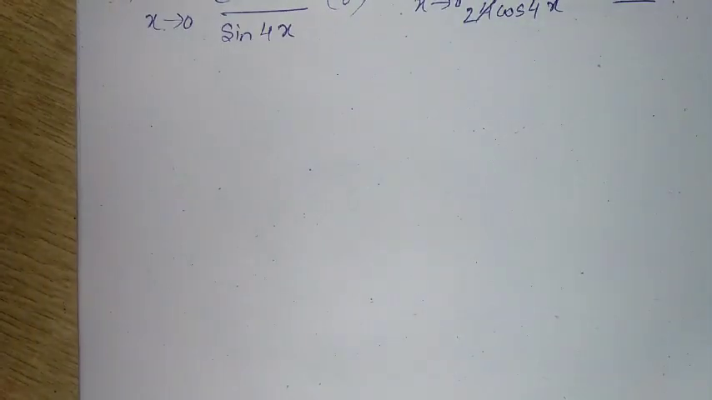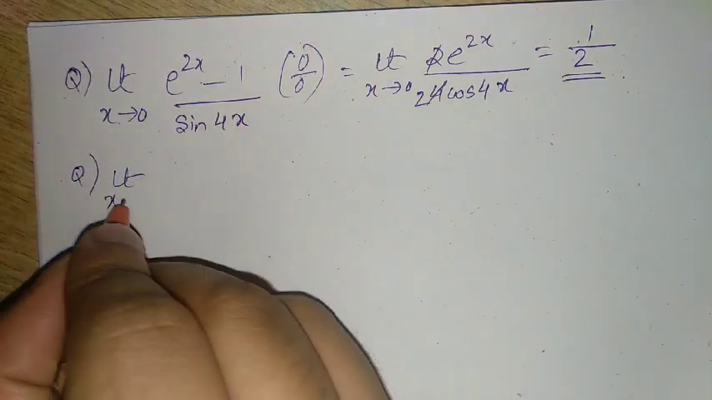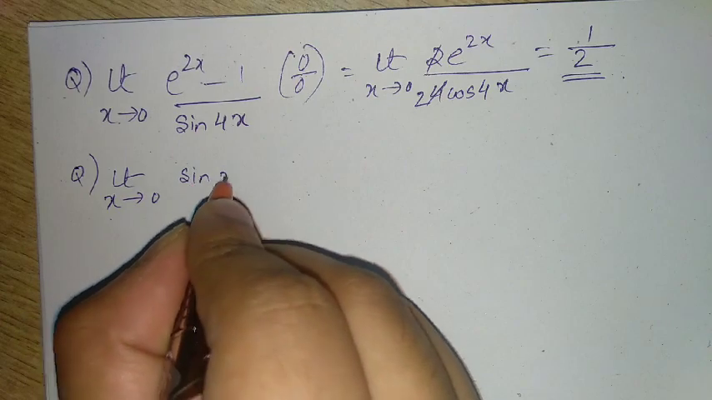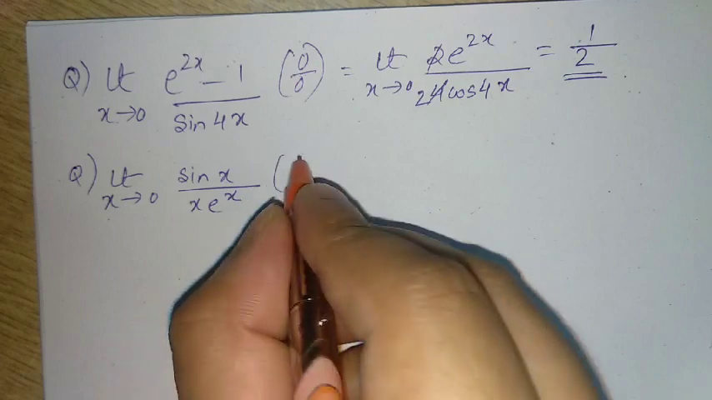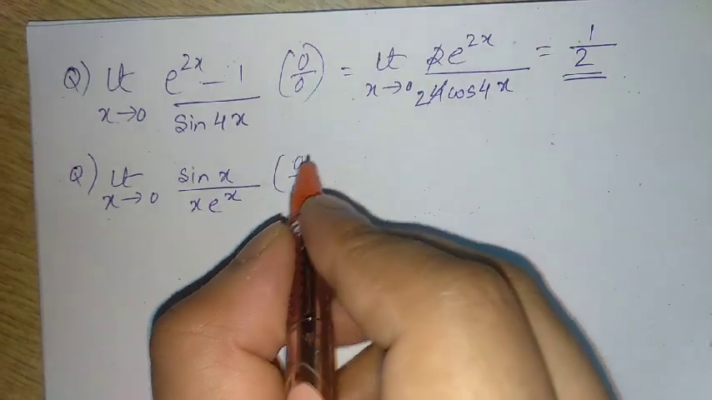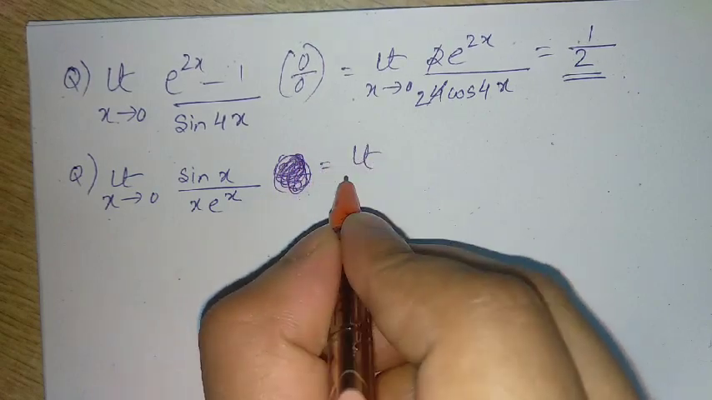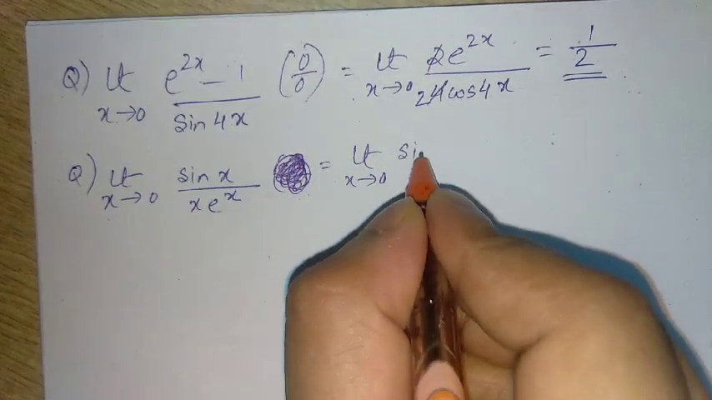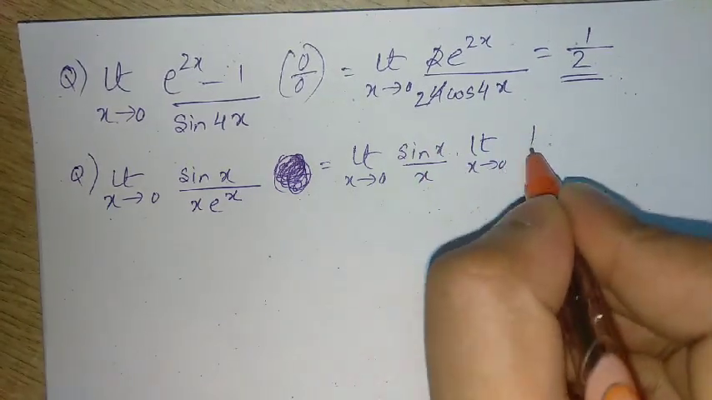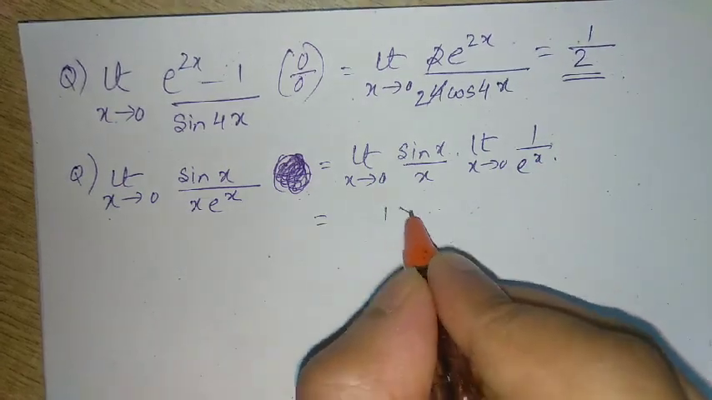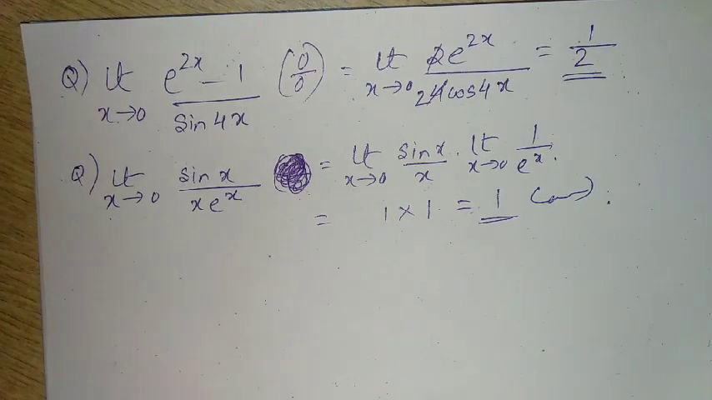Okay, a simple question. The next question is limit x tends to 0 of sin x by x into e to the power x. This is also 0 by 0 form. No, not exactly 0 by 0 form if you use the traditional limits. So we will just divide it into two parts: limit x tends to 0 of sin x by x into limit x tends to 0 of 1 by e to the power x. It is nothing but 1 into 1, which is equal to 1. So here it's not necessary for you to use the L'Hospital rule.